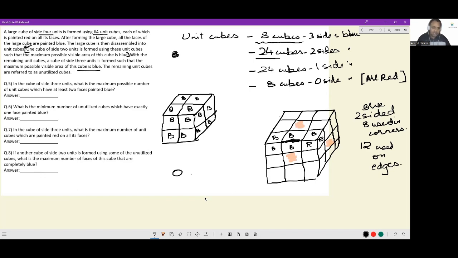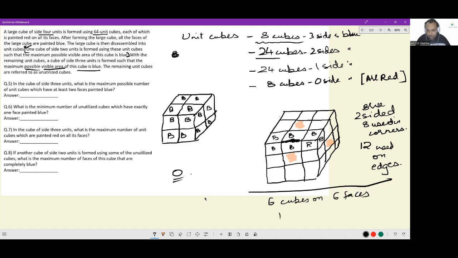Now, the one in absolute center, it can be red, blue, doesn't matter, because the one in absolute center will not be visible. And we are only concerned with the maximum possible visible area. So the center one can be blue, can be red, I don't care, whatever cube gets used up there. But the ones that are used up here, 6 cubes on 6 faces.